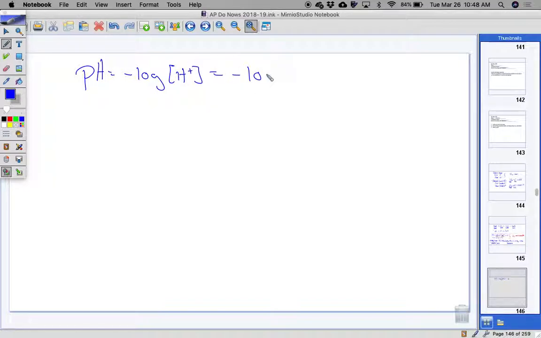Or if we're going to write it with the H3O+, it's going to look like that. So in strong acids, it's very easy.